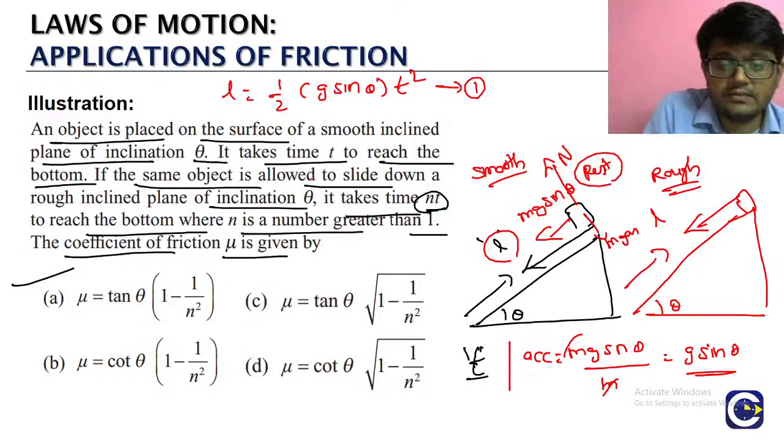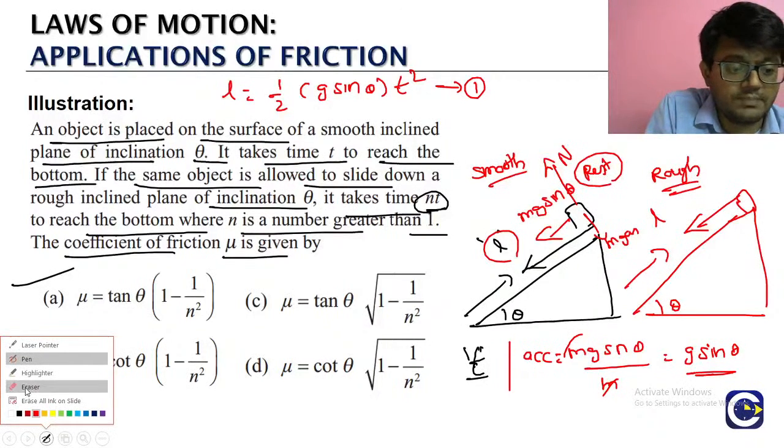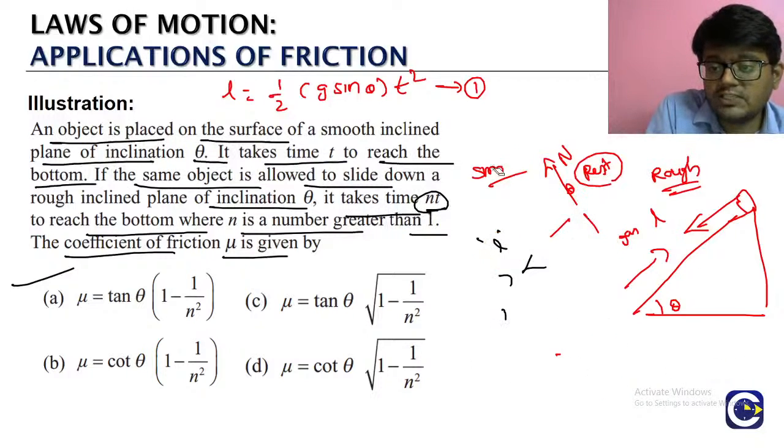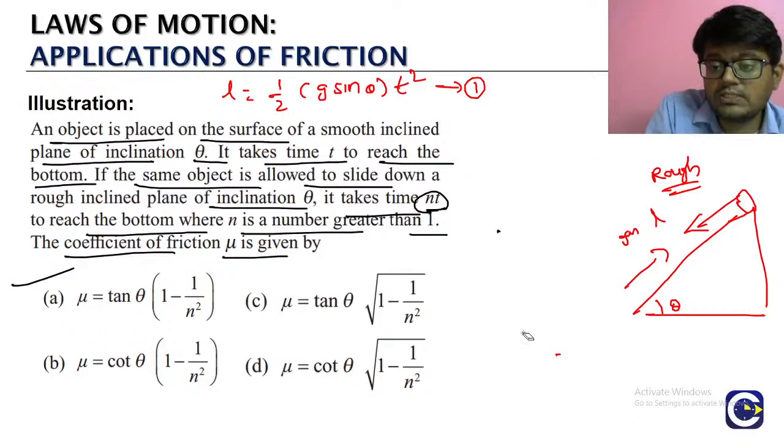How are we getting it? The displacement equation, S is equal to ut plus half at square. Now this is done. The smooth case is over. We are able to get the relation. Let us go to the situation where we have the rough surface.